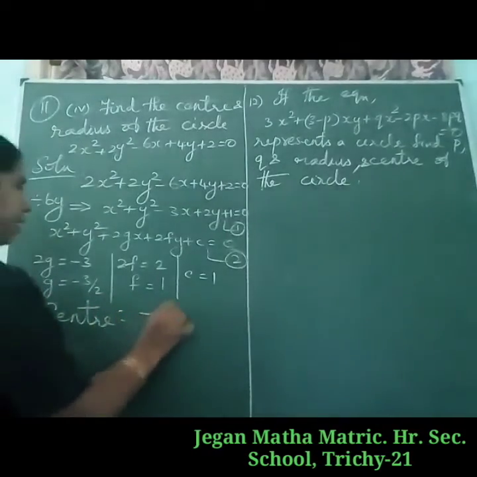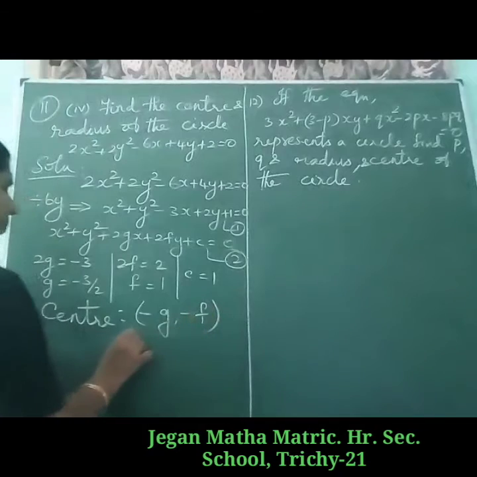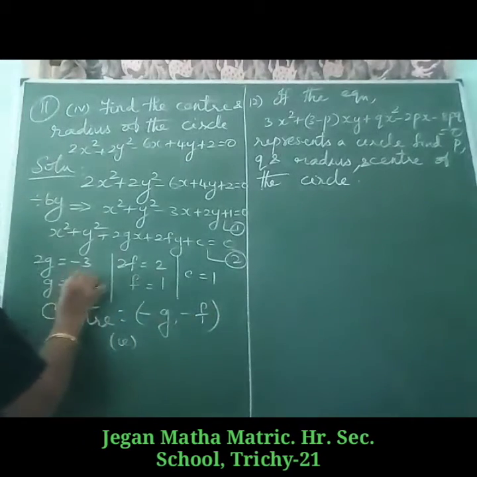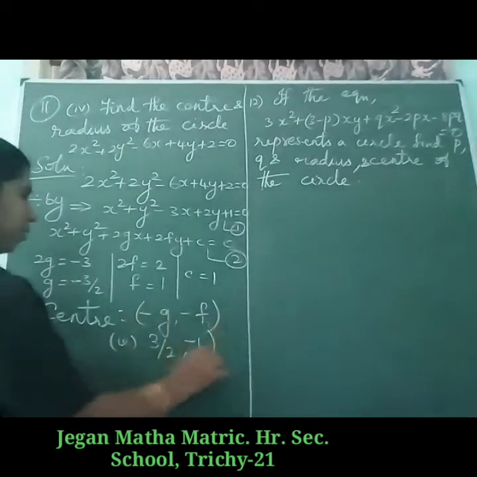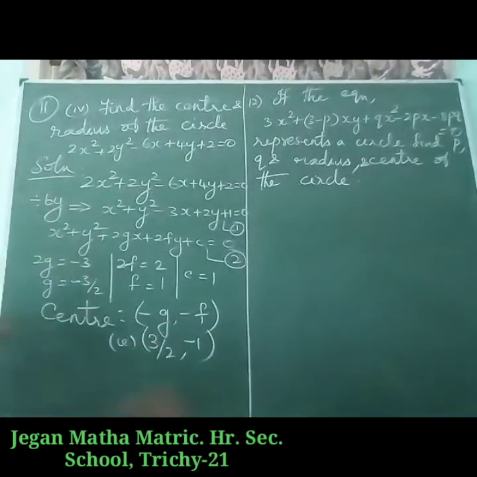Center is minus g, minus f. Minus g, minus of minus 3 by 2 comma minus f, minus 1. This is the center for the given circle.